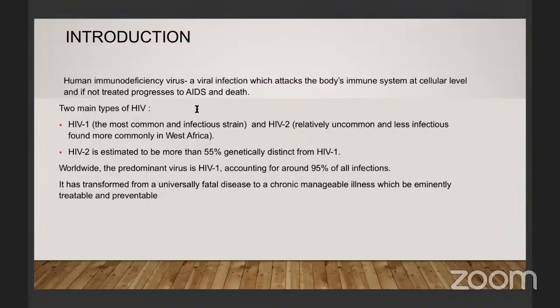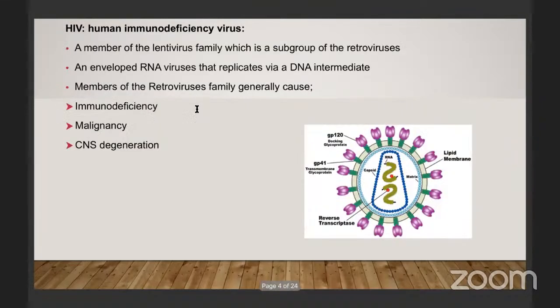So we have two main types of HIV. So HIV-1, which is the most common, and HIV-2, which is relatively uncommon. It's mostly found in West Africa. So worldwide, the predominant type is HIV-1, accounting for around 95% of all infections. So HIV has transformed from a universally fatal disease to a chronic manageable illness, which is preventable and treatable.